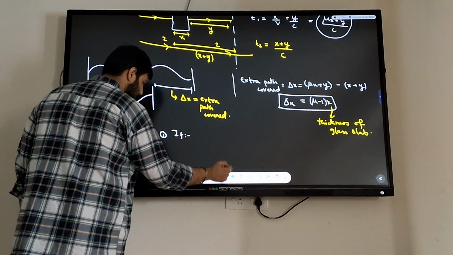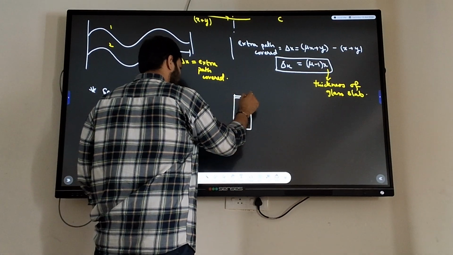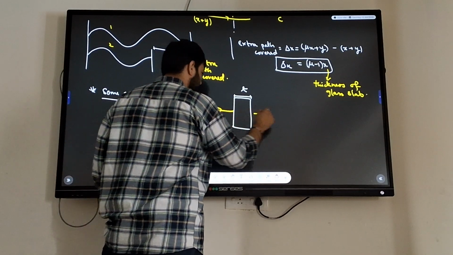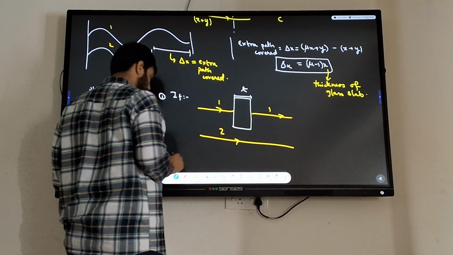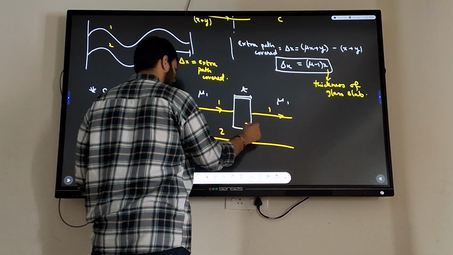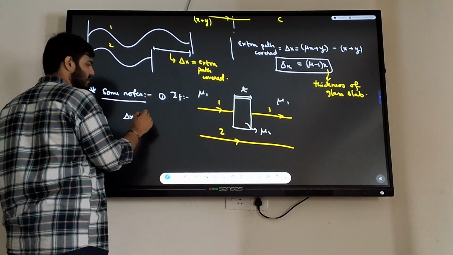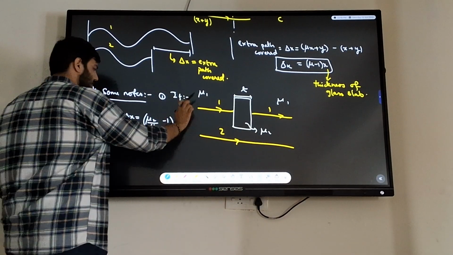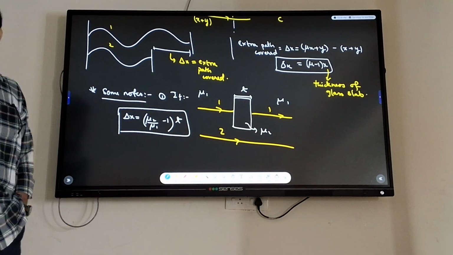If I have the situation where I have a glass slab, thickness t, okay? And this is my ray, this is my ray coming out. This is ray 1, this is ray 2. The refractive index here is mu1, here is mu1, here is mu2. Then the delta x introduced or produced is (mu2 by mu1 minus 1) into t. Is it okay with everyone?